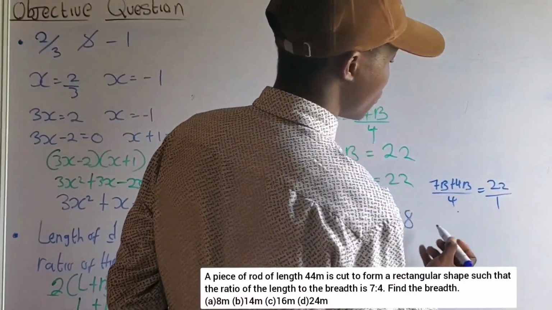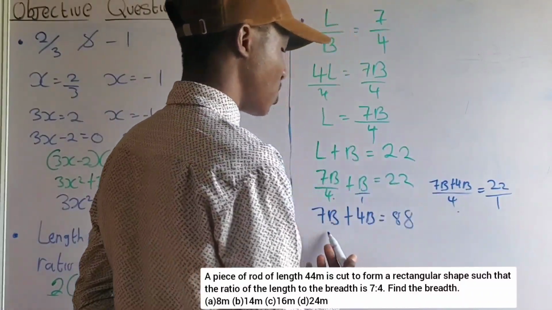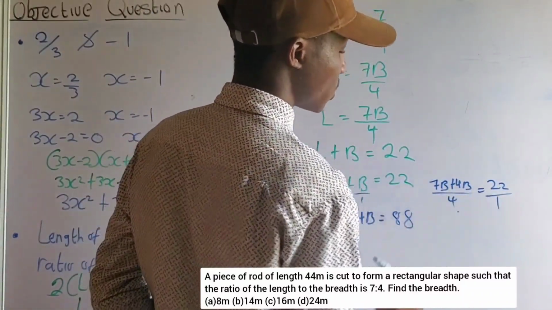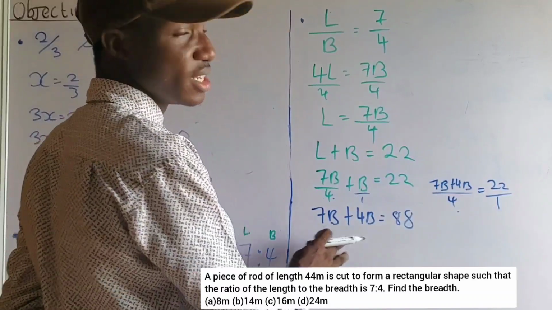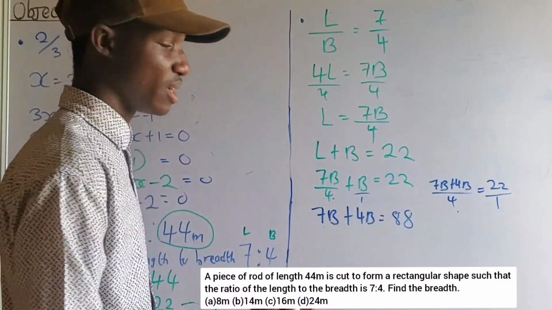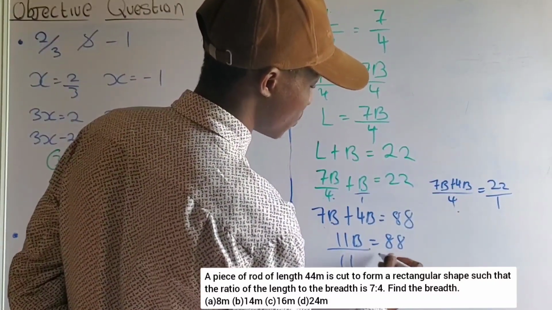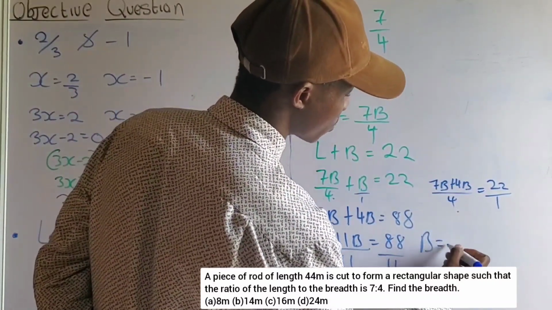So if you cross multiply, you're going to have 7B plus 4B multiplied by 1. That is, I'm going to have 7B plus 4B. 4 times 22, that is what? 88. That's why I got 88 here. Do you understand? Okay, 7B plus 4B, what will be the answer? That is 11B. 11B equals to 88. Now divide both by 11 to get the value of B. B equals to 8.